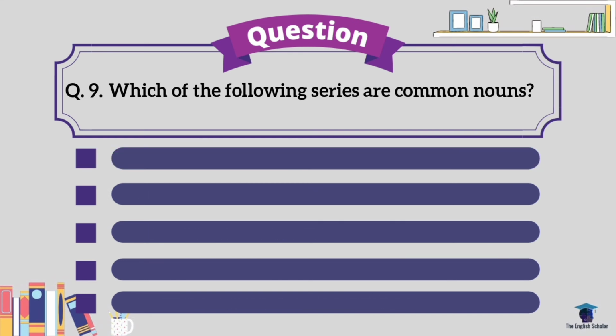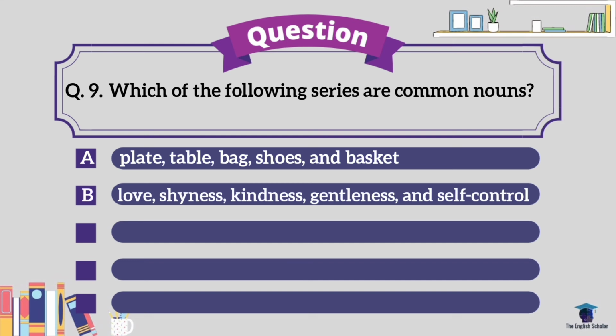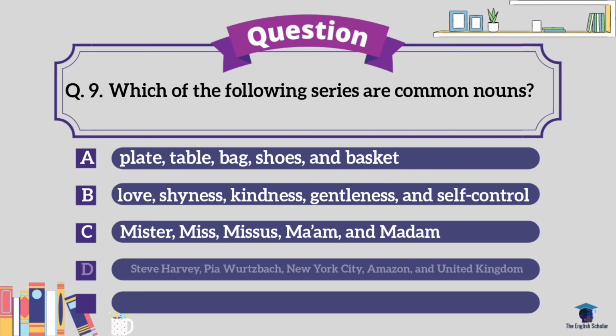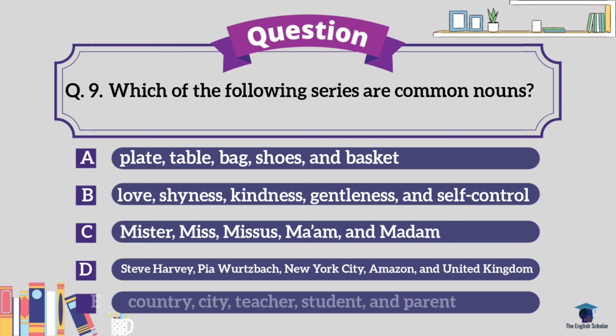9. Which of the following series are common nouns? A. Plate, table, bag, shoes, and basket. B. Love, shyness, kindness, gentleness, and self-control. C. Mr., Miss, Mrs., Ma'am, and Madam. D. Steve Harvey, Pia Wurtzbach, New York City, Amazon, and United Kingdom. E. Country, city, teacher, student, and parent. Your 15 seconds starts now.